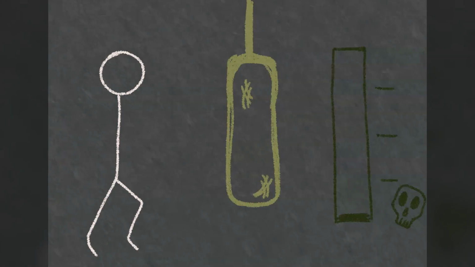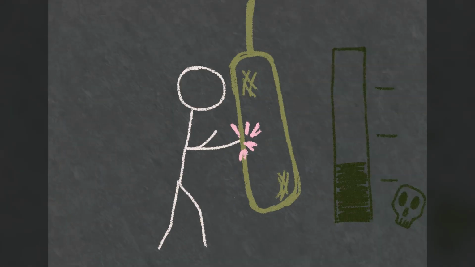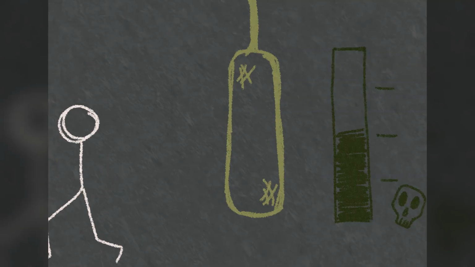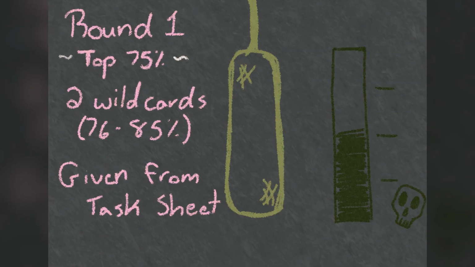In order to qualify for Round 2, I must place in the top 75% of games. The other way to move on from Round 1 is to win a wildcard pick. To qualify, you must be ranked in the top 76 to 85% of games. Then the judges select 2 wildcards to move on from those games.